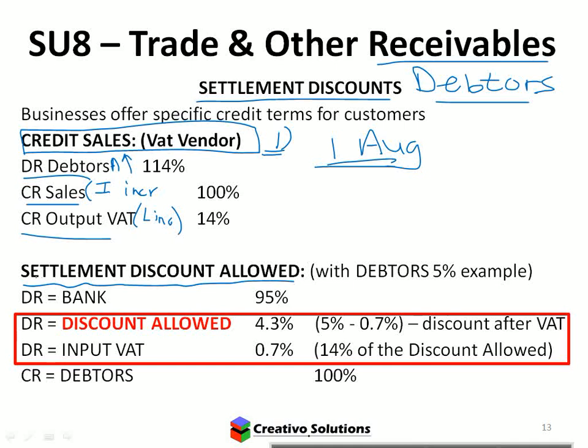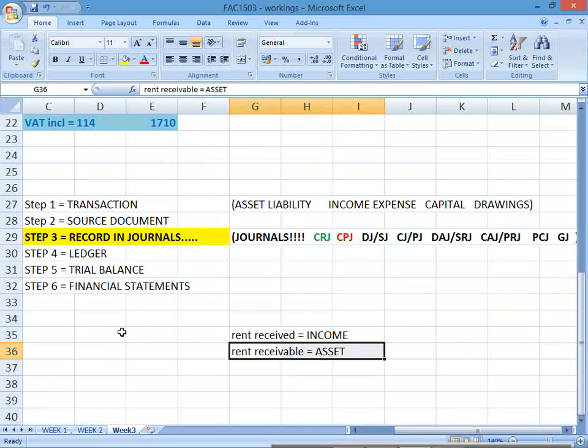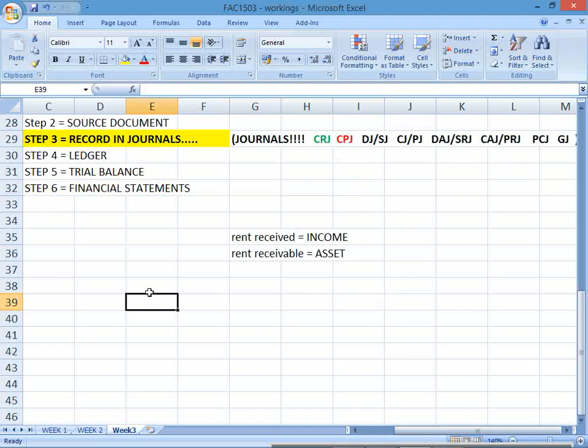So here I've used an example where a settlement discount is allowed. So, am I going to debit the bank? Yes. That you knew before. Debit bank, credit debtors. This middle bit is the stuff that's new, that's different. If you're going to be allowing a discount, what's going to happen? Well, let's see. Debtor decrease, bank increase.